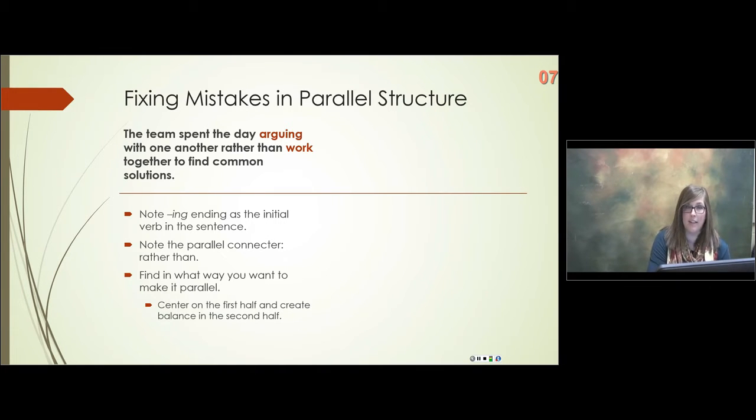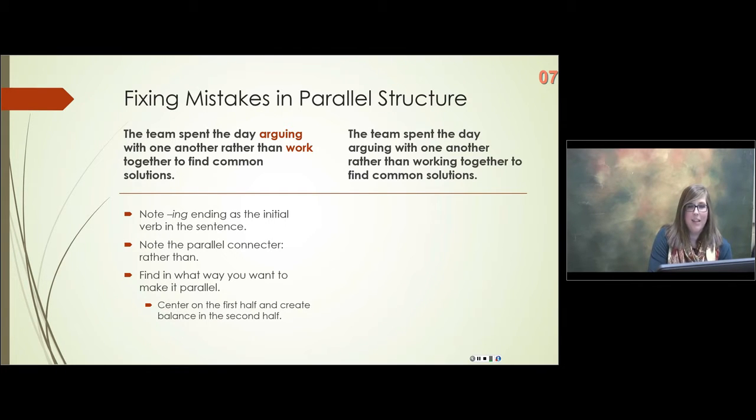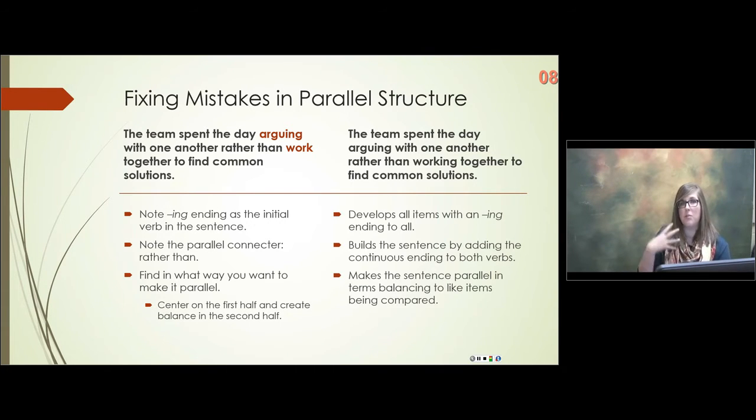Chocolate cake is delicious rather than carrot cake, or something like that. The team spent the day arguing with one another rather than working together to find common solutions. So now you have a nice binary equal sentence. I'm using probably a lot of mathematical terms that you might not be accustomed to hearing when discussing language, but grammar really is the mathematics of language. You're using small items, you're building it up. It's a lot of mathematical equation type thinking when you're constructing a really good, solid sentence.